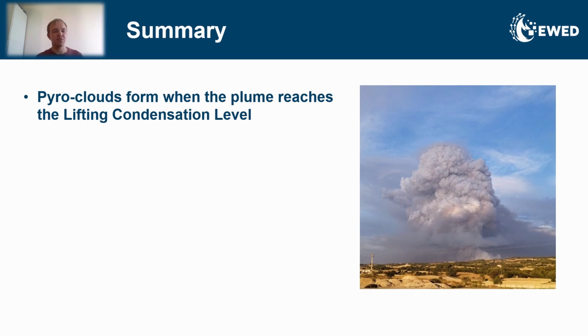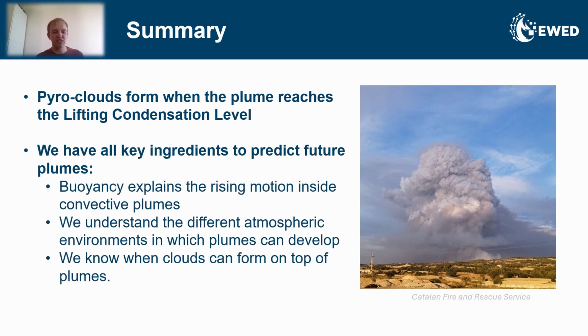So to summarize, we have seen that pyroclouds can form when a plume reaches the lifting condensation level. And this means that combined with the previous videos, we now have all key ingredients to predict future plumes. We know that with buoyancy, we can explain the rising motions inside convective plumes. We understand the different atmospheric conditions in which plumes can develop. And we know when clouds can form on top of plumes.